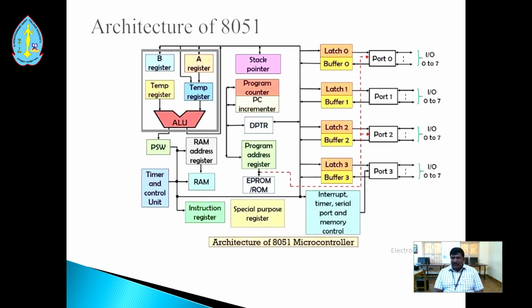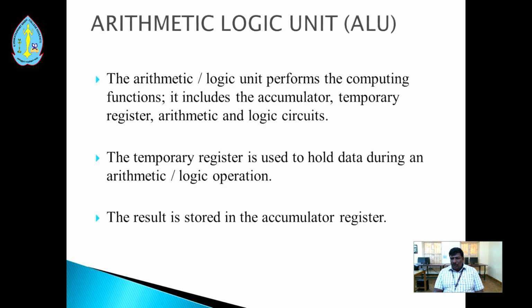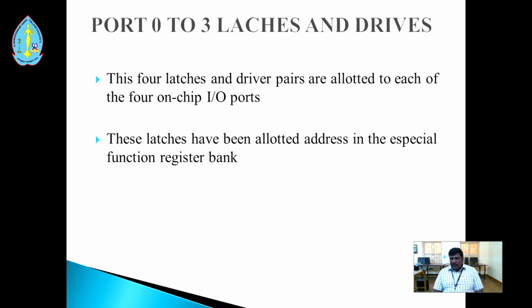In the architecture diagram, we consider the ports. The ports are used for input and output. Latches and drivers are used for matching the I/O values, allotted in the special function register. Port 0 to port 3 are used only as I/O ports, input and output ports. We connect devices like a traffic light controller, stepper motor, and ADC converter, which are used for the port address only.